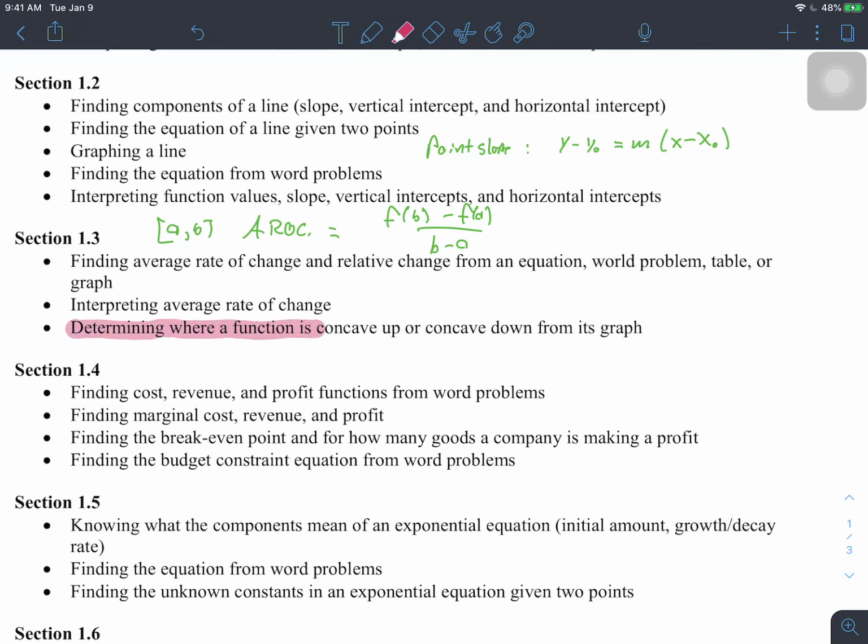We should be able to determine whether a function is concave up or concave down from its graph. Remember, the way we do that is just by looking at the word up. In the word up, the u is what it looks like to be concave up. We're sort of bending upwards. And in the word concave down, we take a look at the n in the word down, and this n is in the shape of a concave down graph, bending downwards.